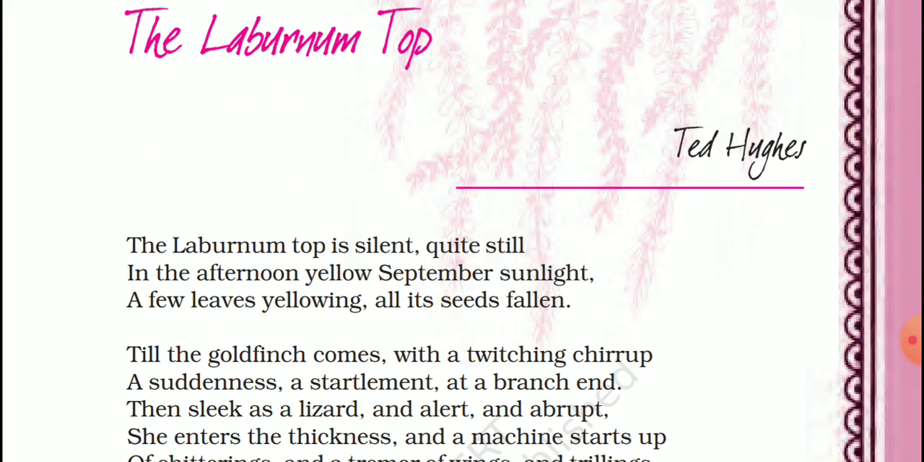So, in the above lines, the poet says that he saw a laburnum tree whose leaves were yellow. The tree's top is still and silent in the daytime of the September month. It is autumn season and all the seeds of the tree had fallen.